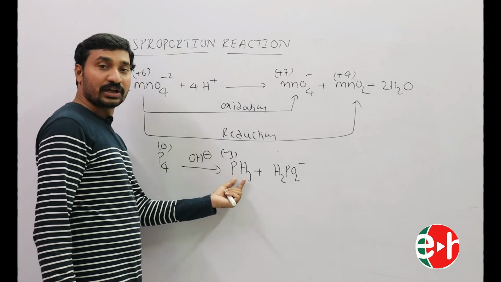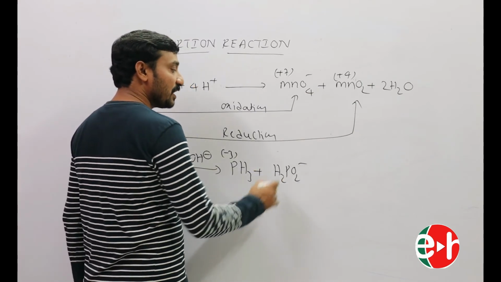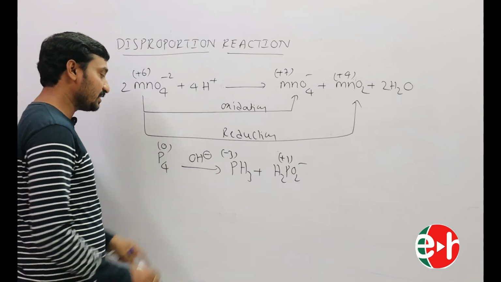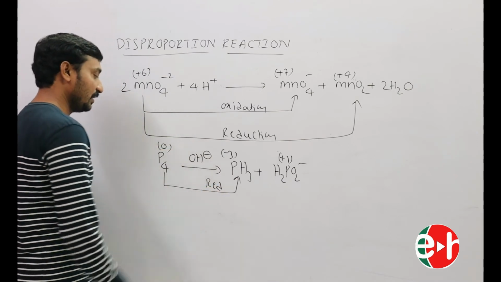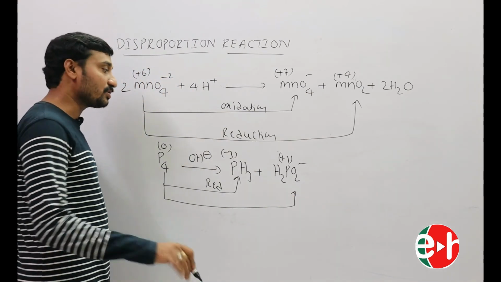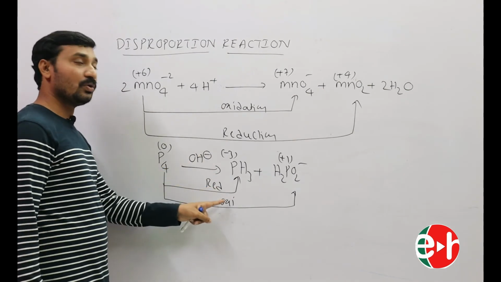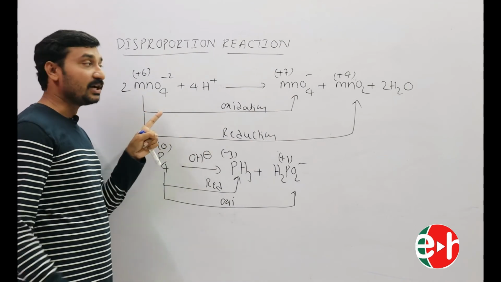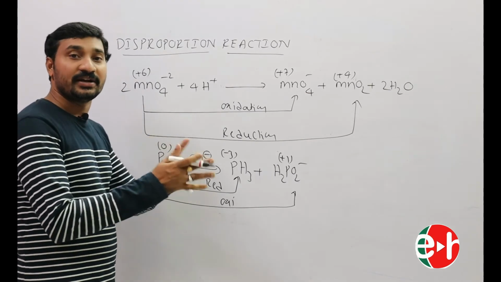Already we calculated how to calculate oxidation number. In H2PO2-, phosphorus oxidation state +1. Check 0 to -3, oxidation number decreases. That's why that is reduction. And again 0 to +1, oxidation. So same element undergo reduction and oxidation. So this is an example of what? Disproportion reaction. Disproportion reaction means same element undergo oxidation and reduction.